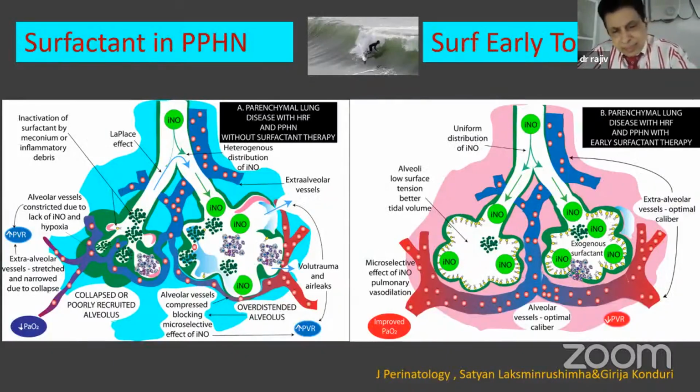This is a nice slide by Satyan, but suffice to say that if you have PPHN with a lung parenchymal problem like pneumonia, sepsis, or meconium aspiration, please use surfactant early because of the various anti-inflammatory properties it has. In fact, it functions as a relative modulator of the PDE5 enzyme, which degrades your nitric oxide. So if you're using surfactant, use it early. Surf the kid early. Next slide.